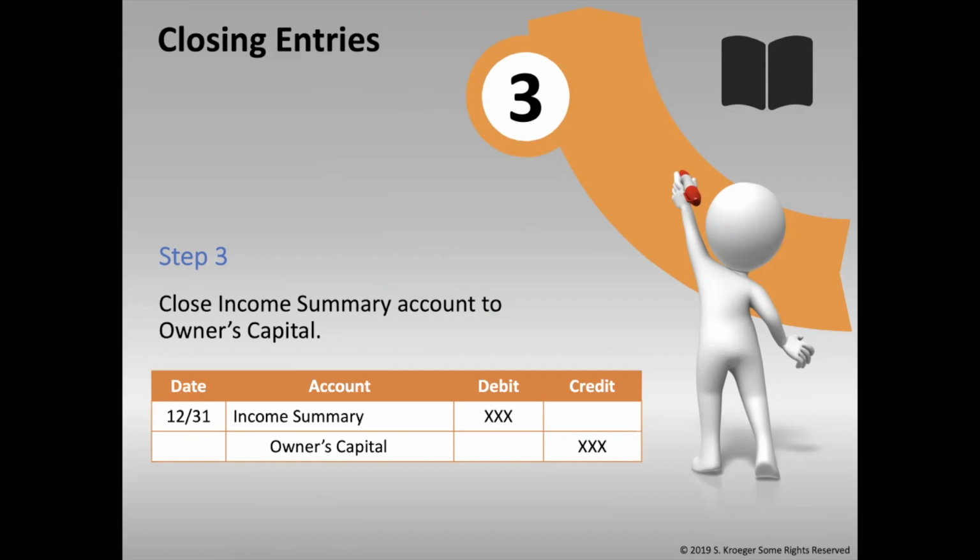The revenues and expenses actually get closed to capital, but they make a pit stop on the way. They first get closed to income summary, then income summary gets closed to capital. The amount here is the amount of net income.